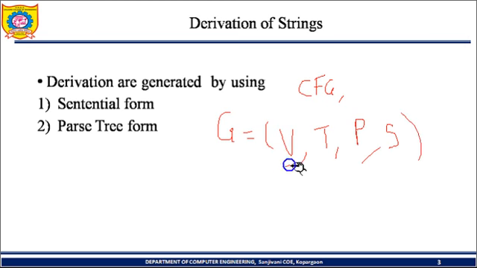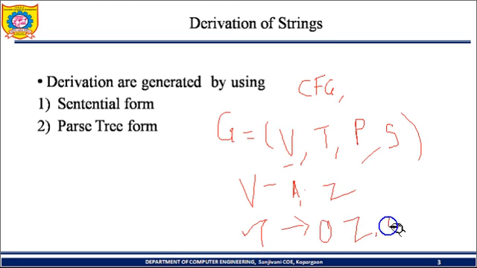So V is the variable, which is denoted by using capital letters A to Z. T is the terminal, which is denoted by using small letters a to z or digits 0 to 9. P is the production or equation which is required to generate the string by using the grammar, and S is the starting symbol of the grammar.